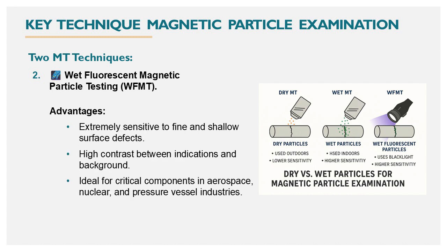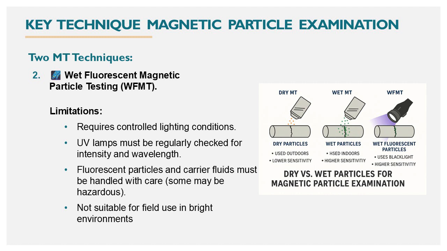The advantages of wet fluorescent magnetic particle testing are: extremely sensitive to fine and shallow surface defects, high contrast between indications and background, ideal for critical components in aerospace, nuclear, and pressure vessel industries. And the limitations are: requires controlled lighting conditions, UV lamps must be regularly checked for intensity and wavelength, fluorescent particles and carrier fluids must be handled with care, some may be hazardous, not suitable for field use in bright environments.